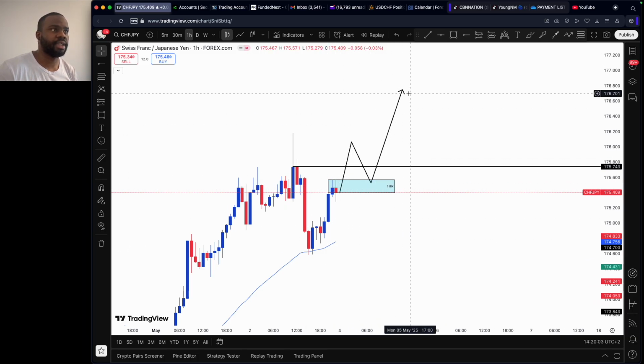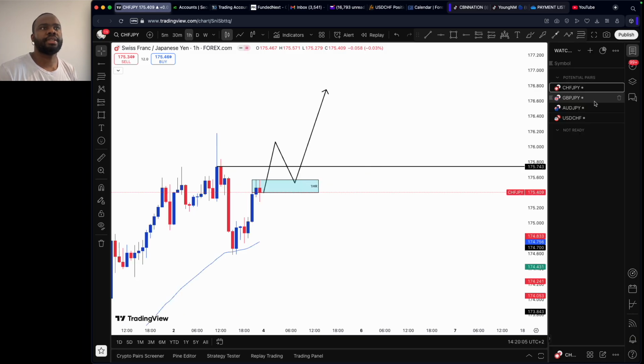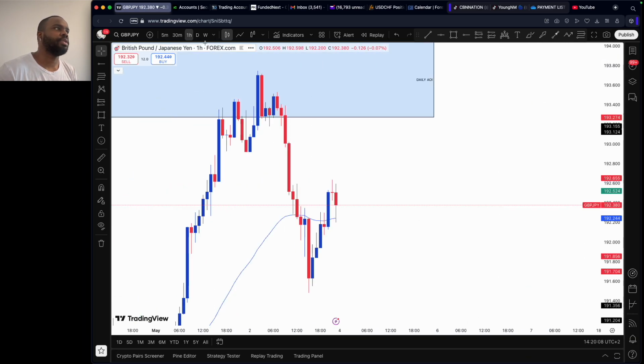A breakout retest, then we buy. Then the next pair is GBP JPY.